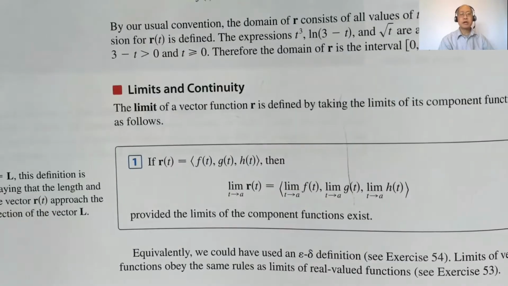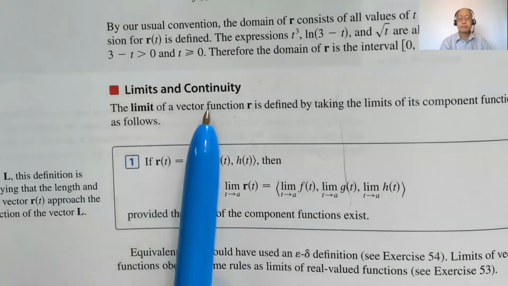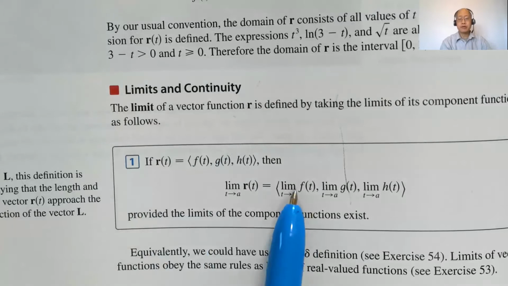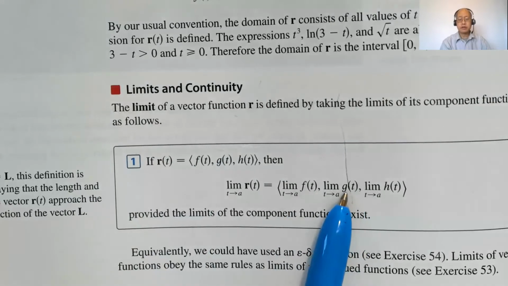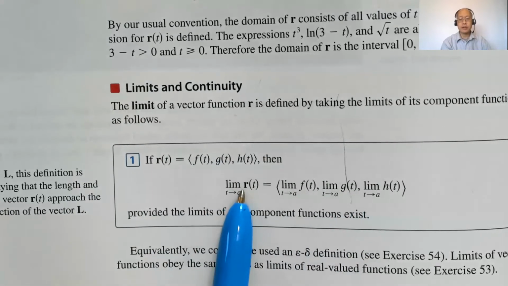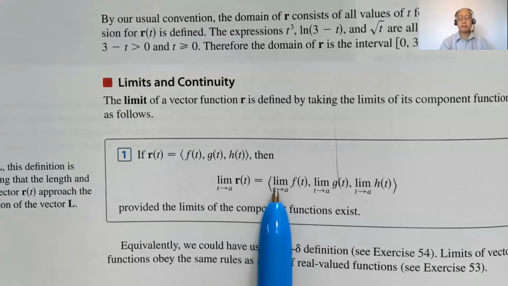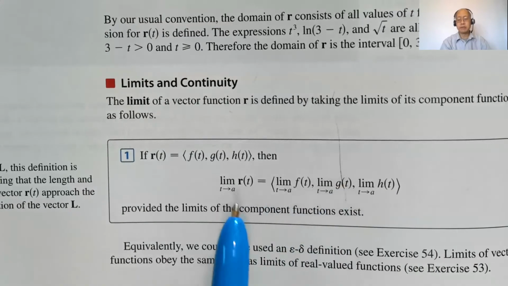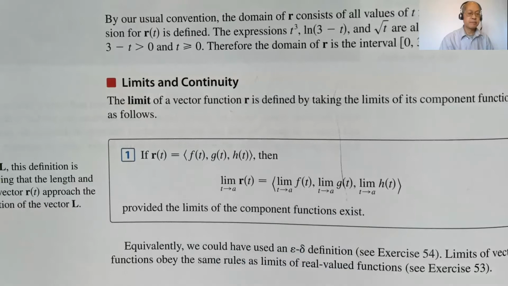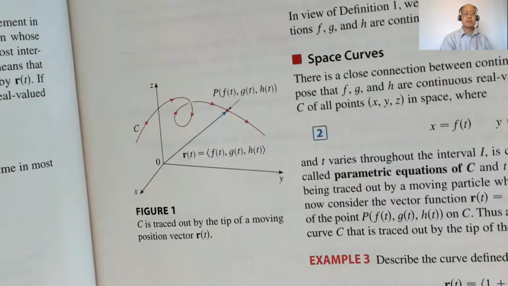So when we talk about limits and continuity, you're talking about three functions at once. So for instance, to find the limit of the whole thing, you simply take the limit of each component, the x, y, and z components, provided that they all exist. All right, this will generate nice space curves.